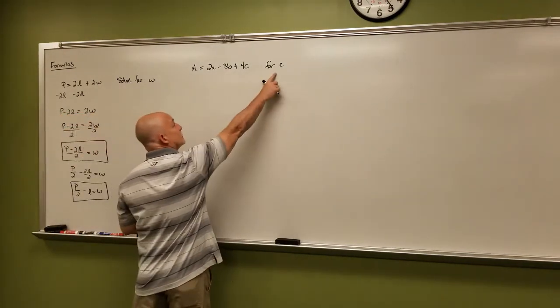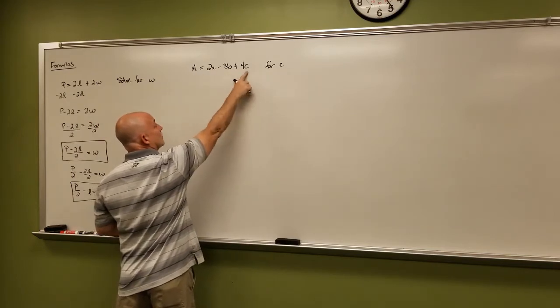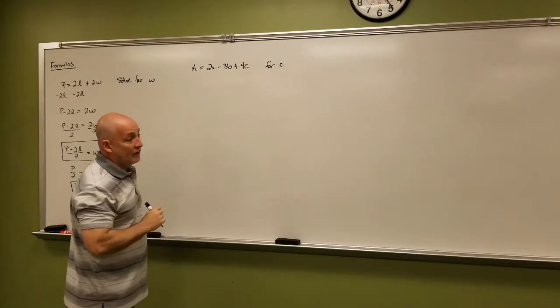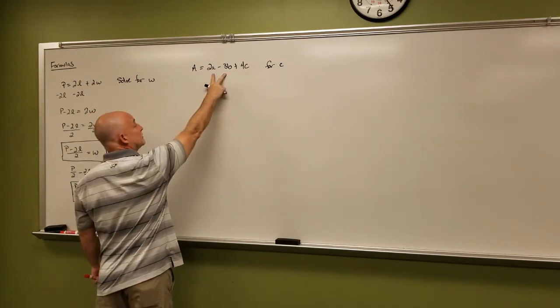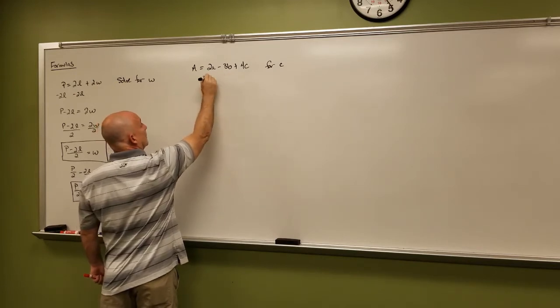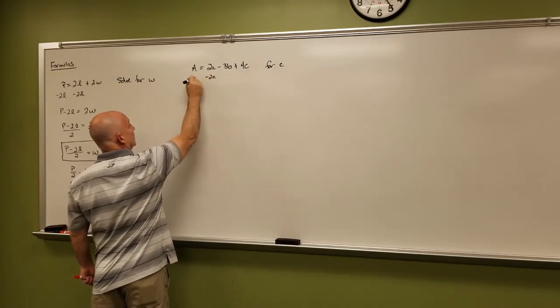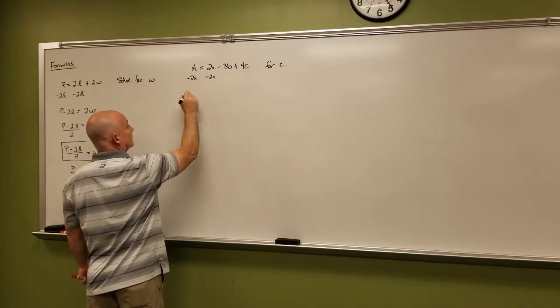Step 3, move all your variables to one side. Well, I'm solving for C. I have 4 terms up here. Every term that has a C is already on the right. Move everything else to the other side. Now, in this case, I have 2 terms that do not have a C, so I need to move both of them. I'm going to move them one at a time. If you're comfortable, you can move them both at the same time.